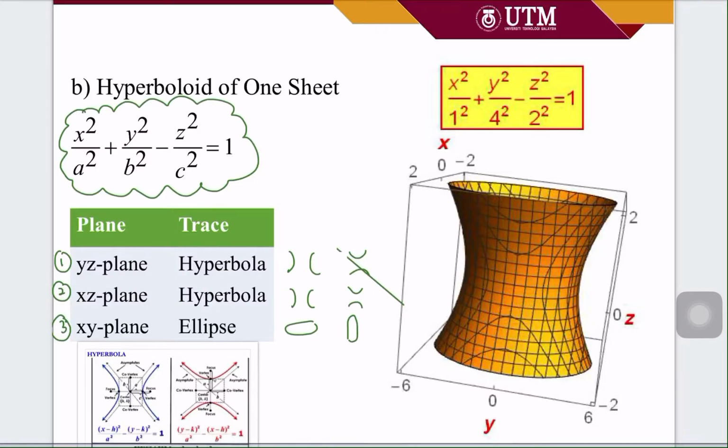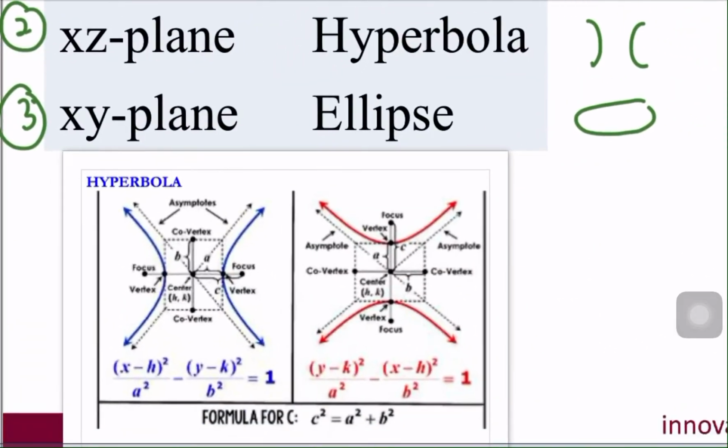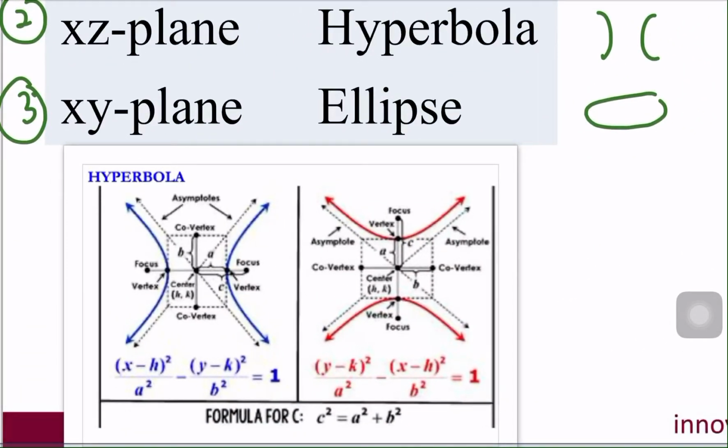So what is the standard equation of the hyperbola? How do we know whether it is horizontal like this or vertical like this? We still have the standard form. If we have the first one here, it is a vertical hyperbola. Here we have the negative. When the negative belongs to y, it will be horizontal. When the negative belongs to x, it will be vertical.